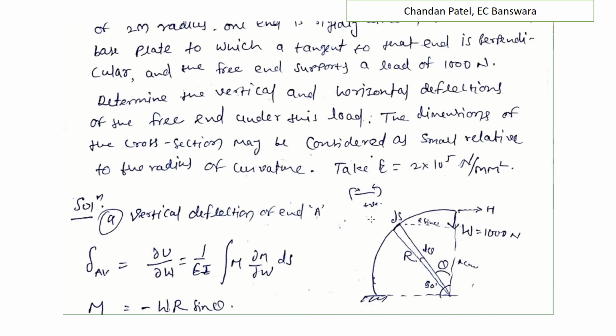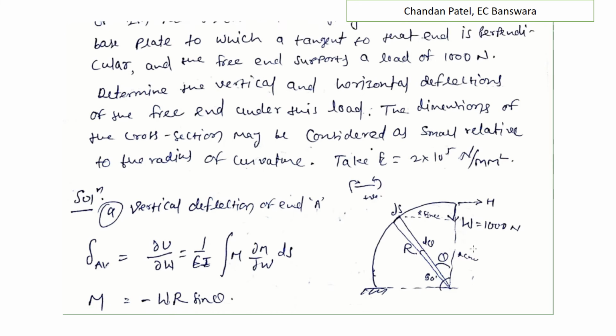There is a quadrant. We suppose a ds element with slope d theta and radius r. There is a load W acting on the free end. From the first case, vertical deflection of end A. This is point A and D. At A there is a vertical load W, so we do not need to assume a load.